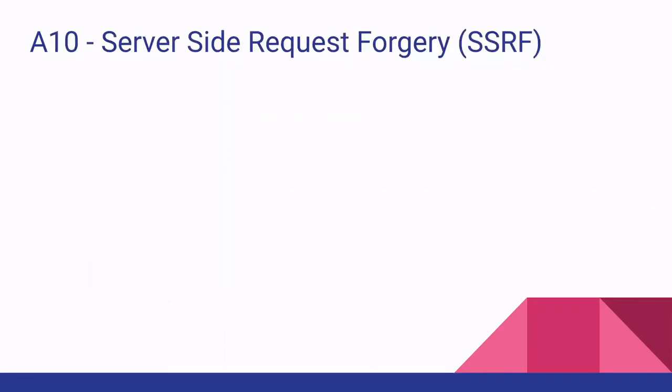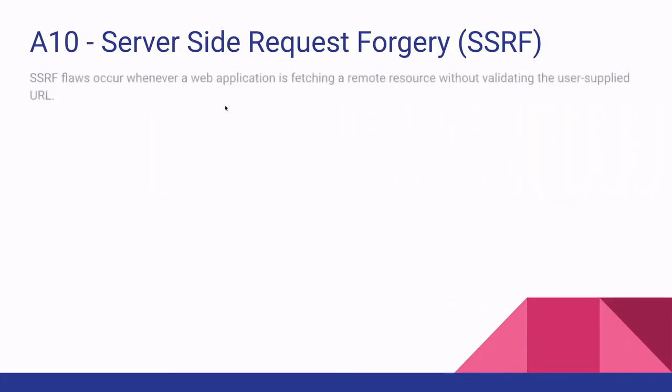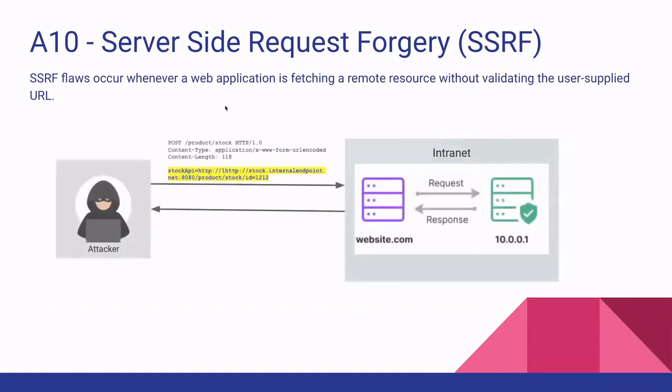So we'll move on to server-side request forgery. It's a particular type of vulnerability wherein a web application is fetching a remote resource without validating the user-supplied URL, meaning that an attacker is inducing the web server to fetch something. It is giving a URL and telling it, on behalf of me, please do this. So whenever a web application is fetching a resource, it's like this.